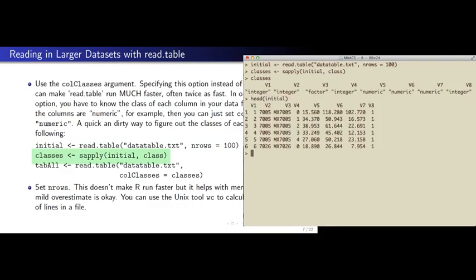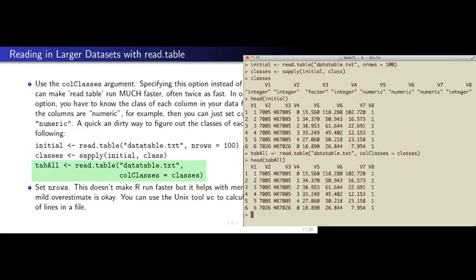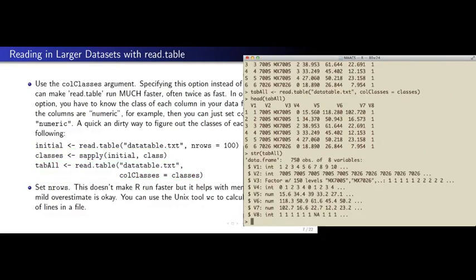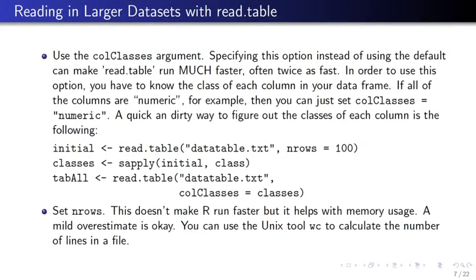So the class function will tell you what class of data is in each column, and then you can store this information and read the entire data set by specifying the colClasses argument. The nrows argument is actually very useful too. It doesn't necessarily make R run any faster, but it does help with memory usage.